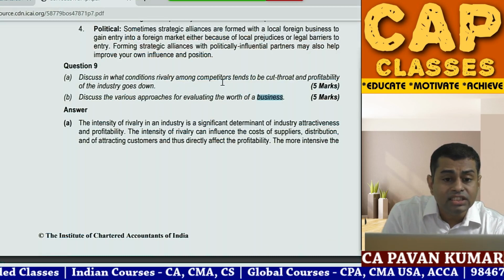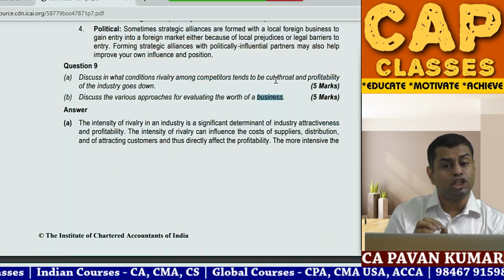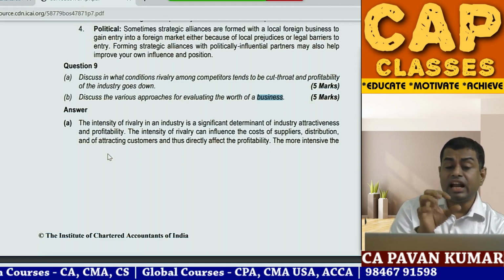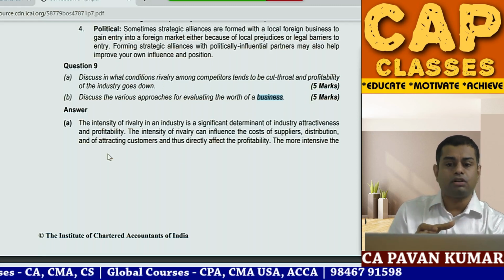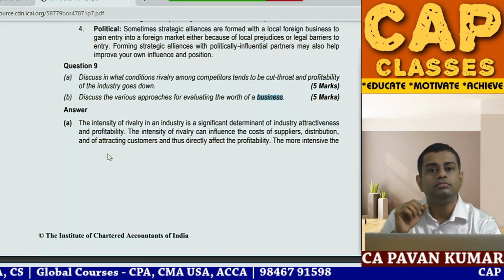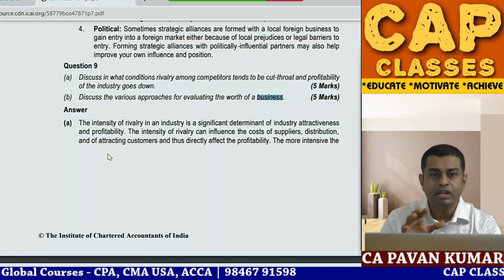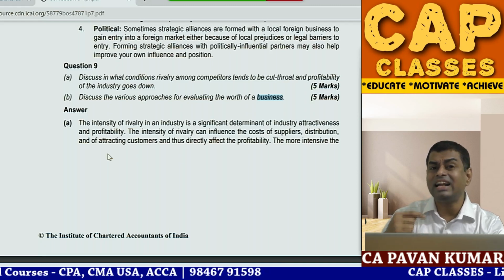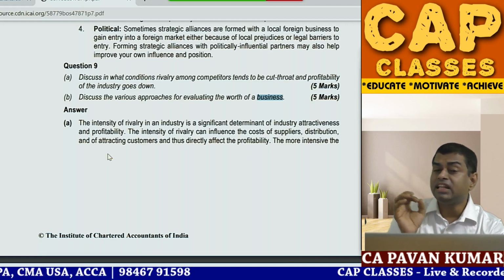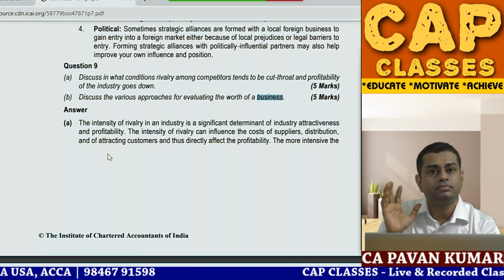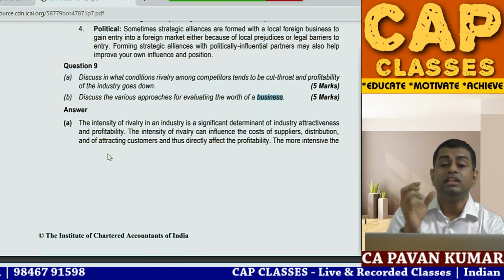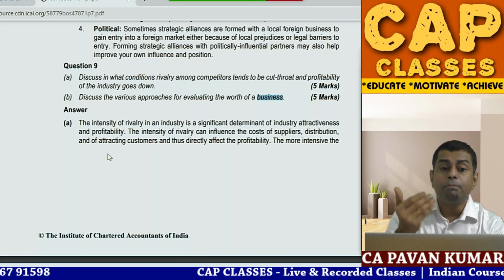Discuss in what conditions rivalry among competitors tends to be cutthroat, where the competition will be severe and profitability of the industry goes down. Simple. It is a general question, okay? Where there is no market leader in the industry, where there are many players, where there are no entry or exit barriers, where the industry is not regulated, where pricing is not regulated, there competition will be more and profitability will be less.